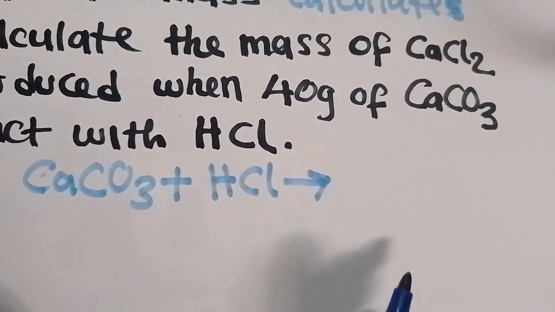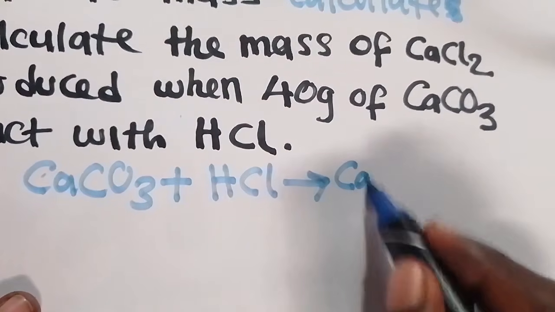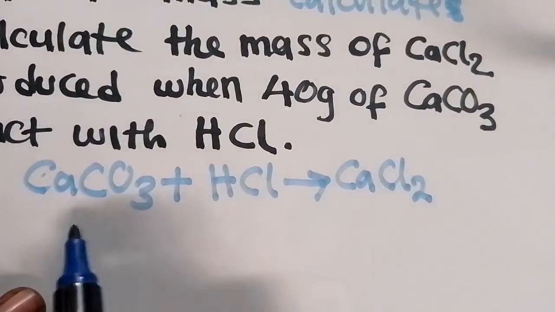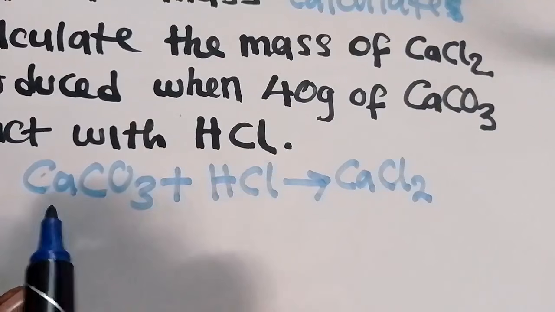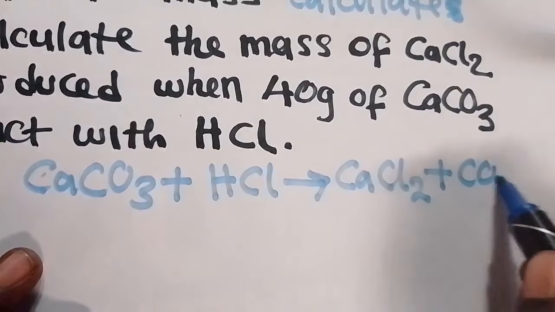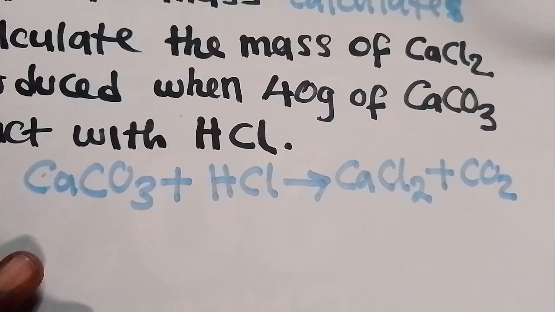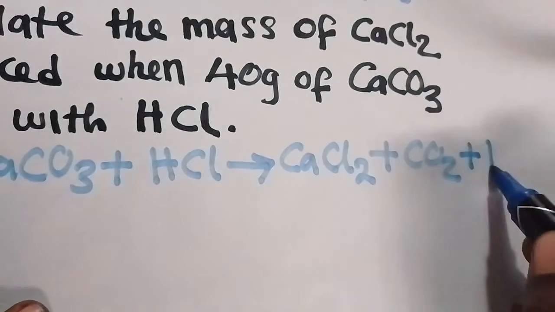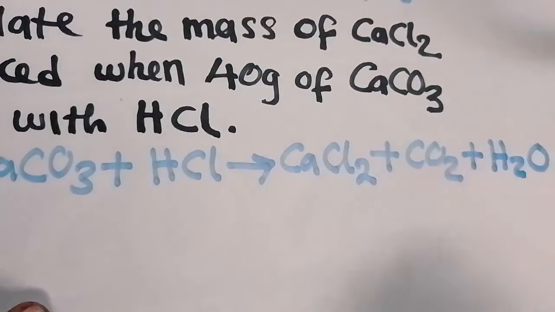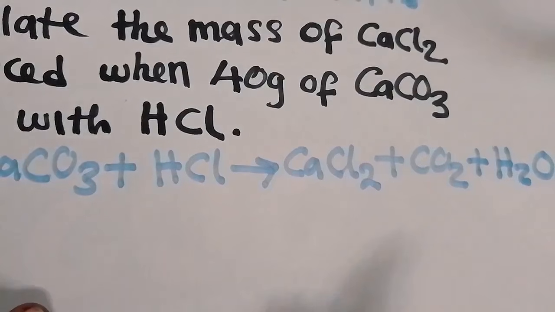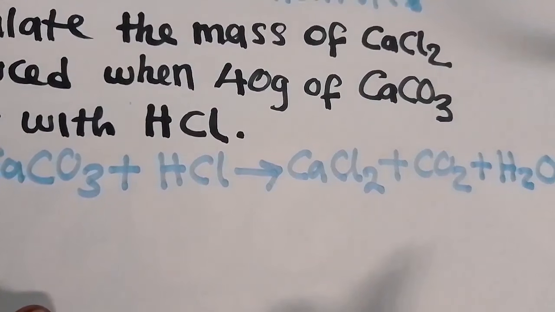What is going to be produced? In the question we are given that calcium chloride will be produced. This one goes with that one. Then we are also going to have carbon dioxide produced, plus water. So this is what we are going to form.